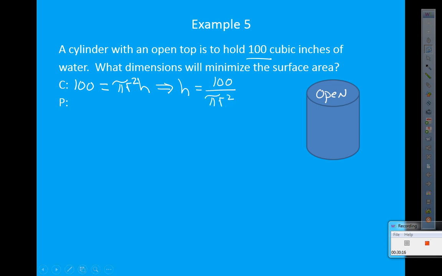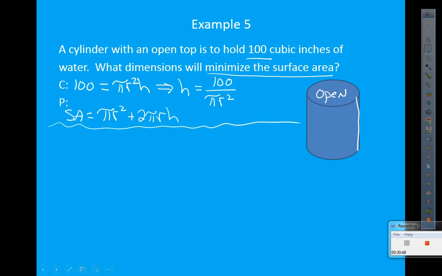My primary equation, we would like to minimize the surface area. So my primary equation is going to deal with the surface area. The surface area of a cylinder, the area of the base, pi r squared, the circle, and there's just one of them because the top's open, plus the circumference of a circle, 2 pi r, times how tall my cylinder is, h. So there's my tools.